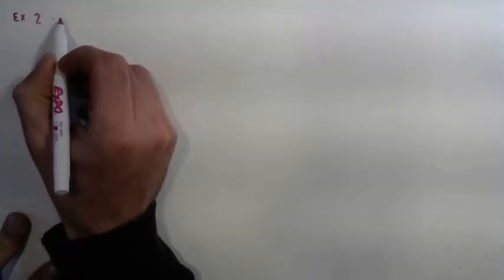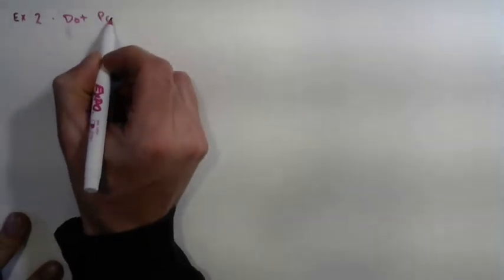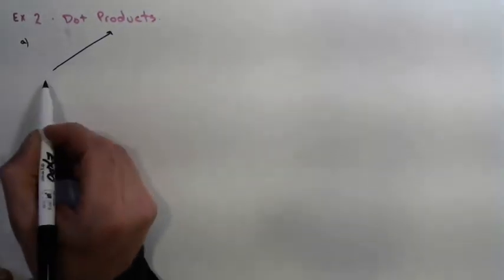So example 2. We're going to do some dot products, right? Dot products. We're given diagrams. There's 3 of them that we're going to be doing. And we're just going to use the formula that we've got to calculate them. So A, again, I'm just kind of doing a best effort here.